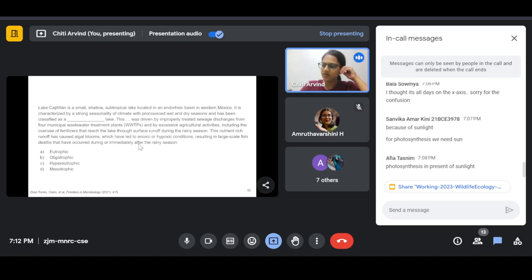So what kind of lake is this termed as? Is it a eutrophic lake? Is it an oligotrophic lake? Is it a hypereutrophic lake? Or is it a mesotrophic lake?